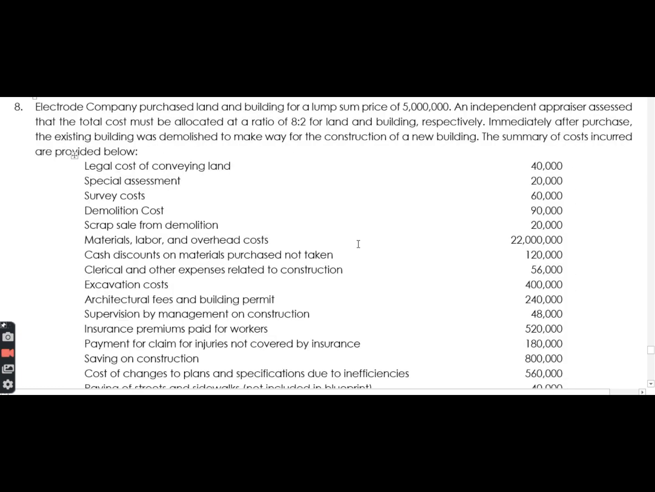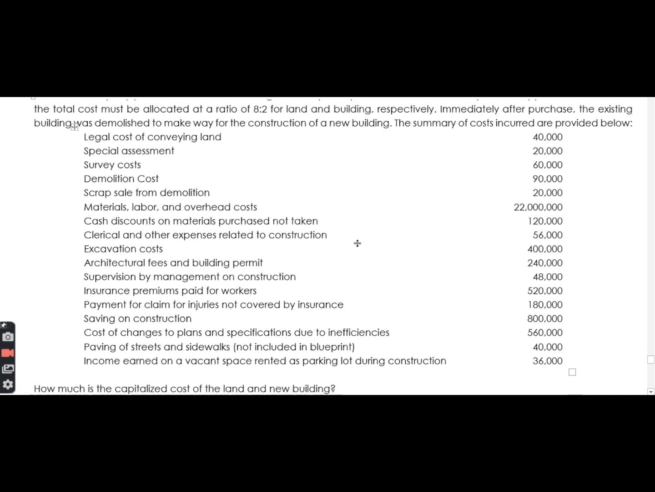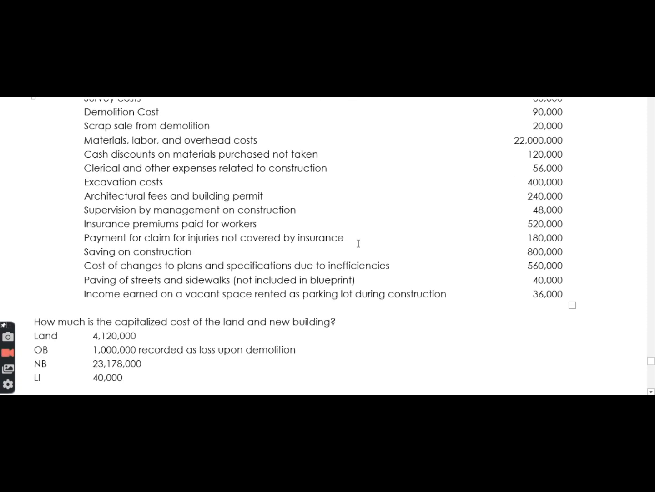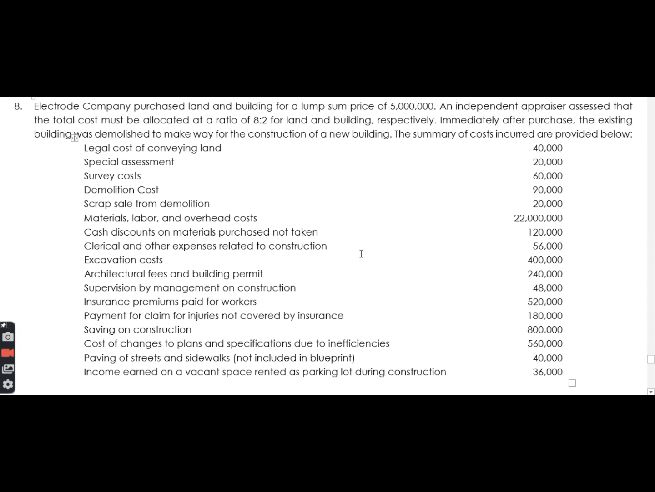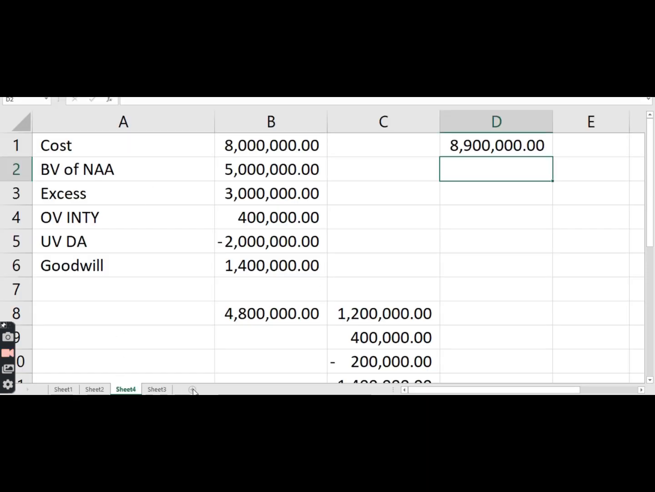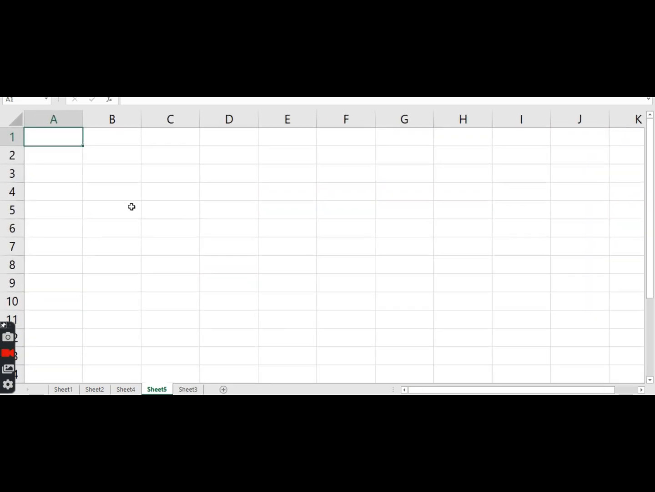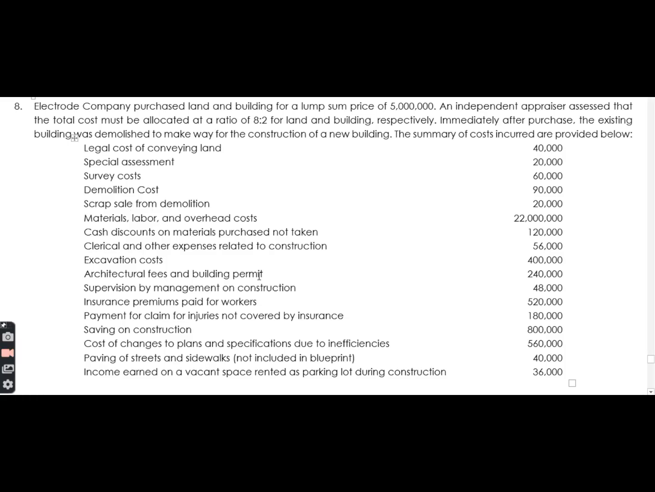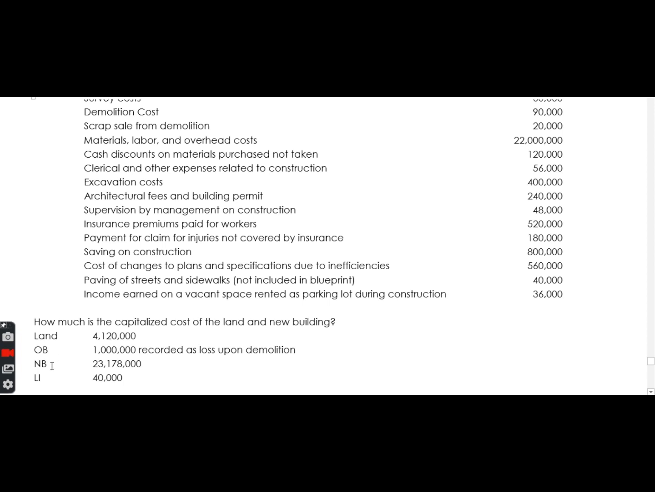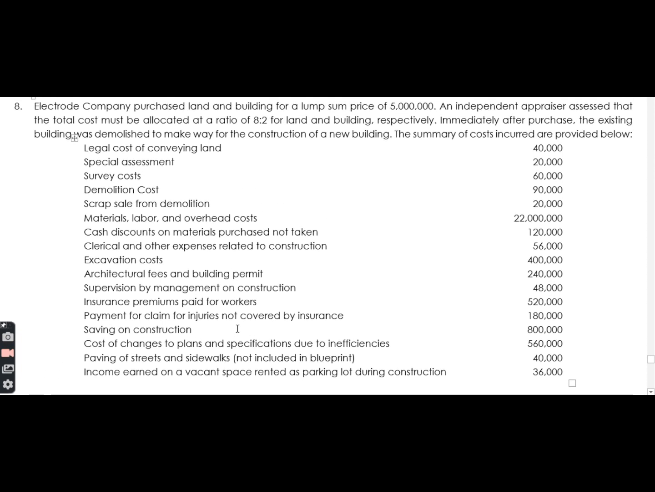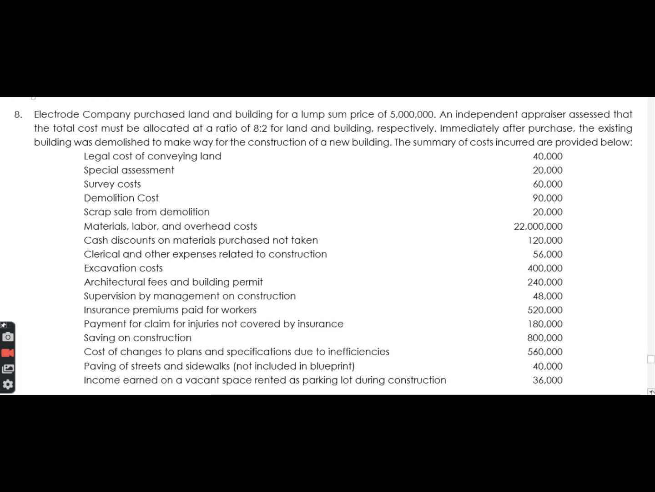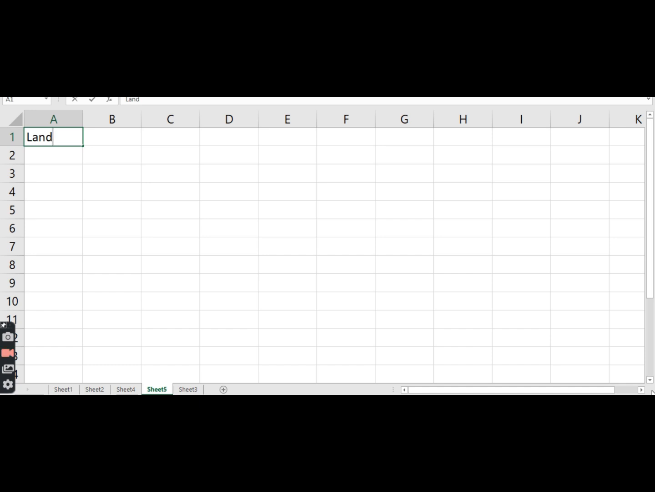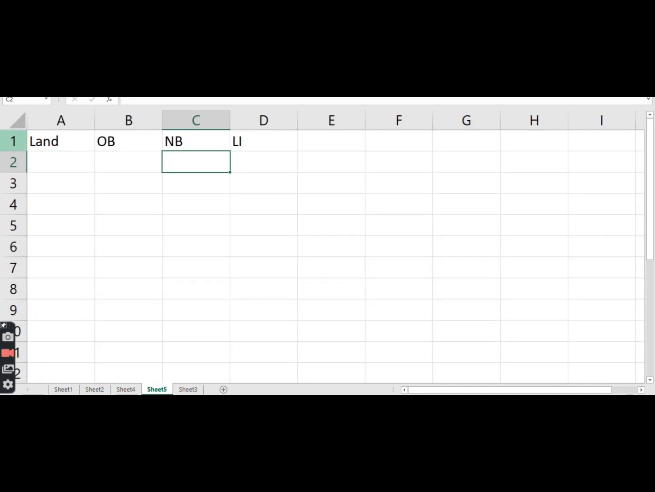Okay, so yun yung question 7 natin. Punta tayo kay question 8. Capitalizable cost of the land and the new building. Okay, so in order to answer this, we need to prepare a table. So ilagay natin yan. So ano yung mga pinapahanap dito? Compute na lang natin lahat. So kunin natin yung land, old building, new building, at saka land improvement. So this will be land. Ito yung old building, new building, tapos ito yung land improvements. So ganyan na lang natin para lahat is makonsider.